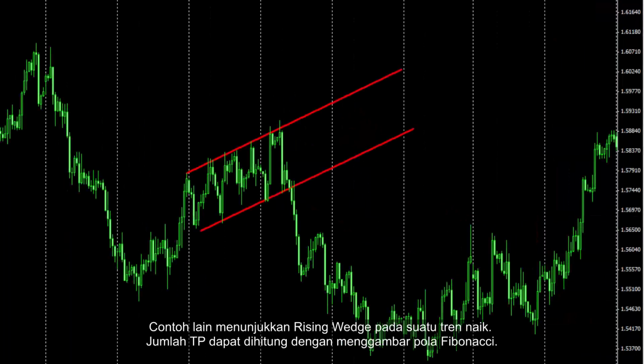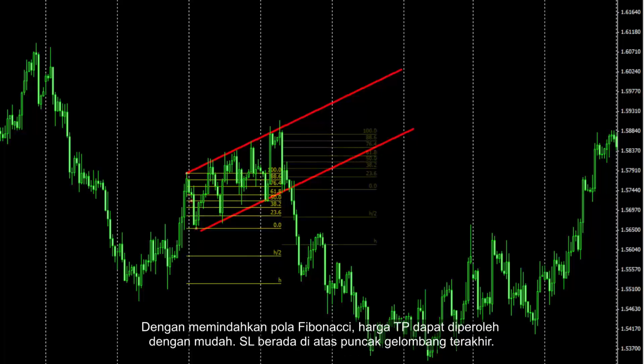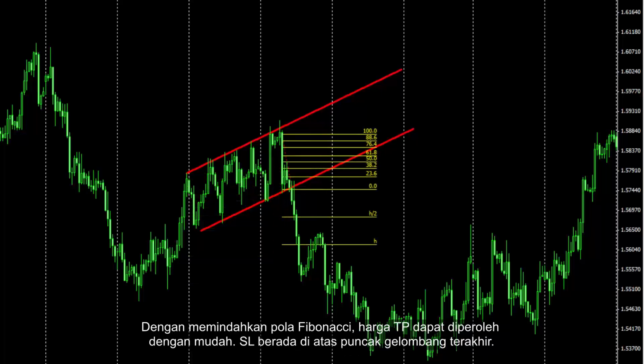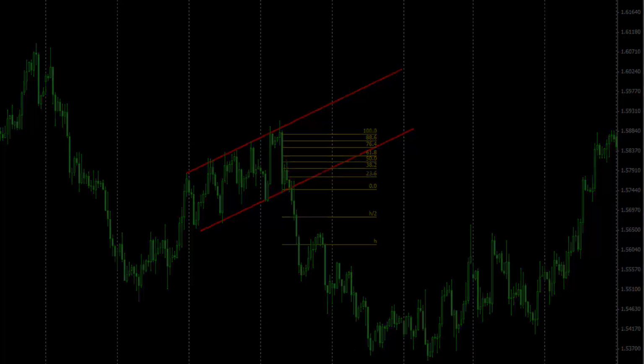Another example shows a rising wedge on an upward trend. The TP amount can be calculated by drawing a Fibonacci pattern. By relocating the Fibonacci pattern, the TP price can be derived easily. SL is above the peak of the last wave.